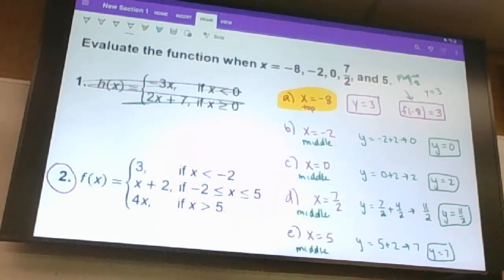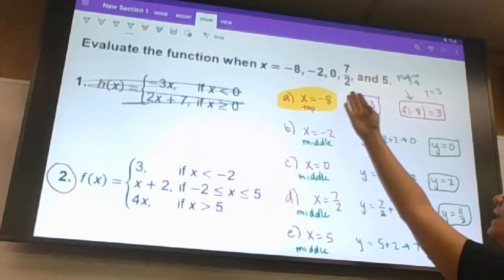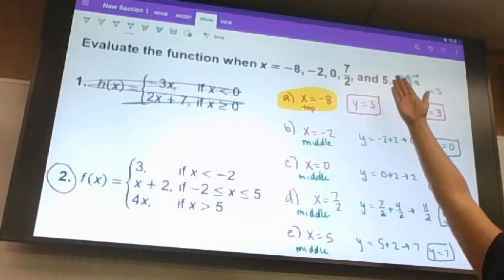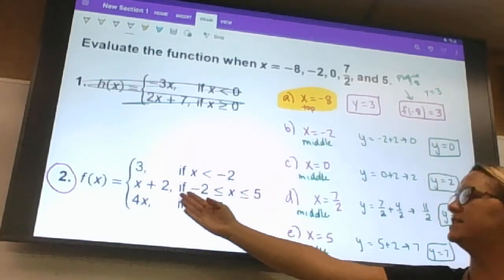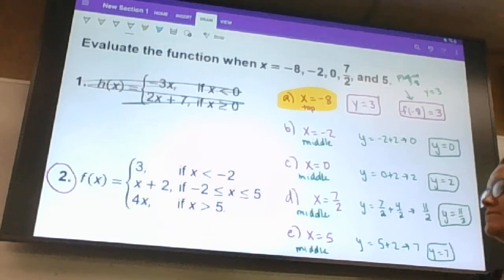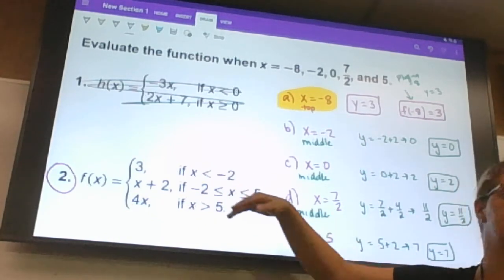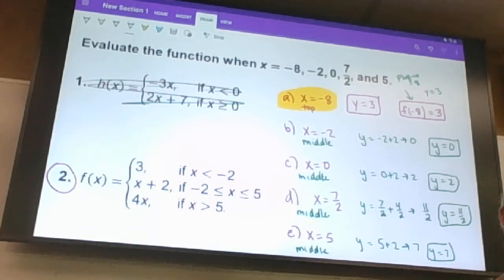Sometimes you won't use all three parts. So we didn't use the bottom one here. It all depends on what x values were asked for. You could be asked for any x values. If they would have put 10 in the list, 10 would have gone in the bottom. But they didn't. They put all x values that fell just in the top two. You don't always use all three parts.